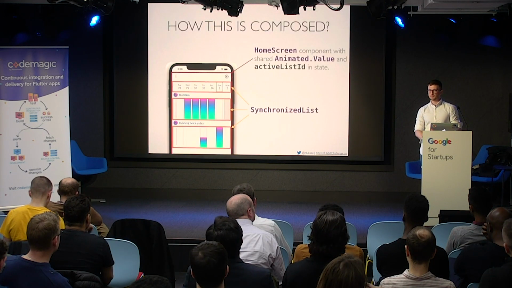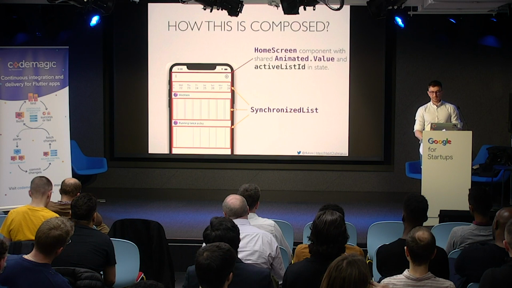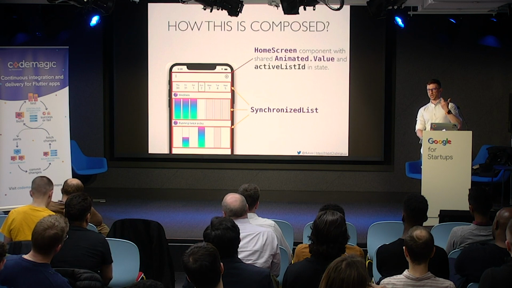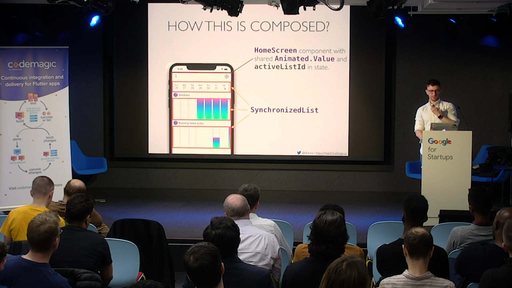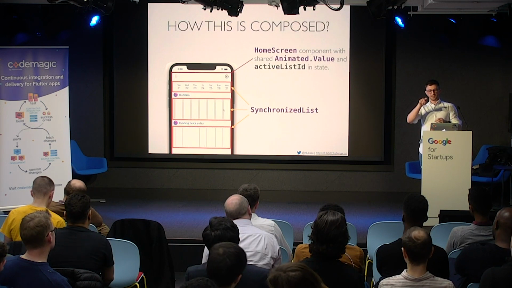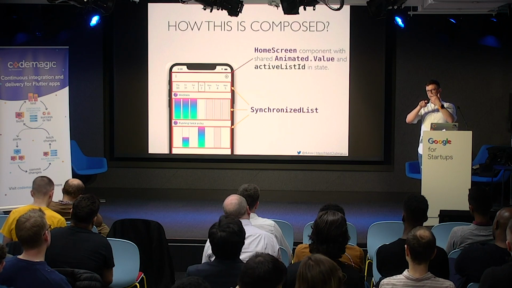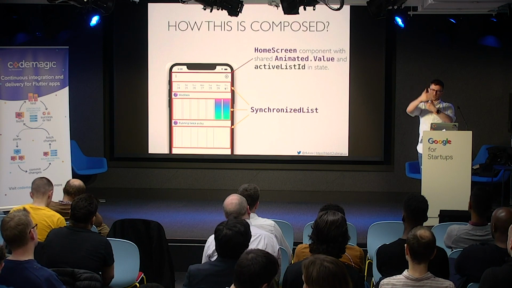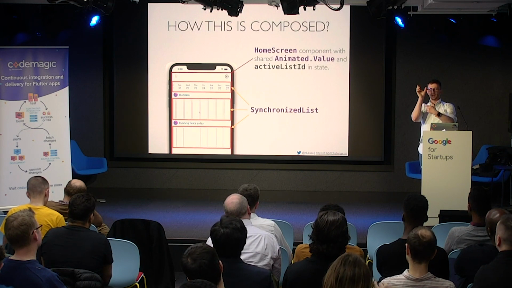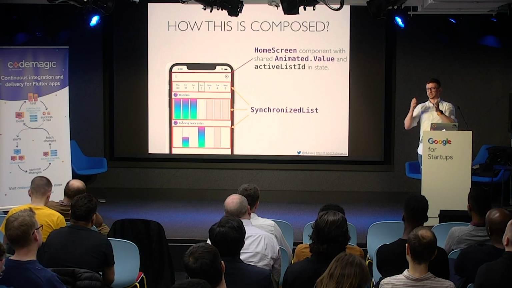And how it works, there is a home screen component that has animated value and active list as a state property. And they are shared between all the synchronized lists. Whenever you start scrolling one of the lists, the set list callback is called, and set state is called as a result of it. This results in a full re-render of a screen, but in this render, I'm setting the active list ID on every single list that is used in the structure. So this way, I am able to discover which is active and which is not.